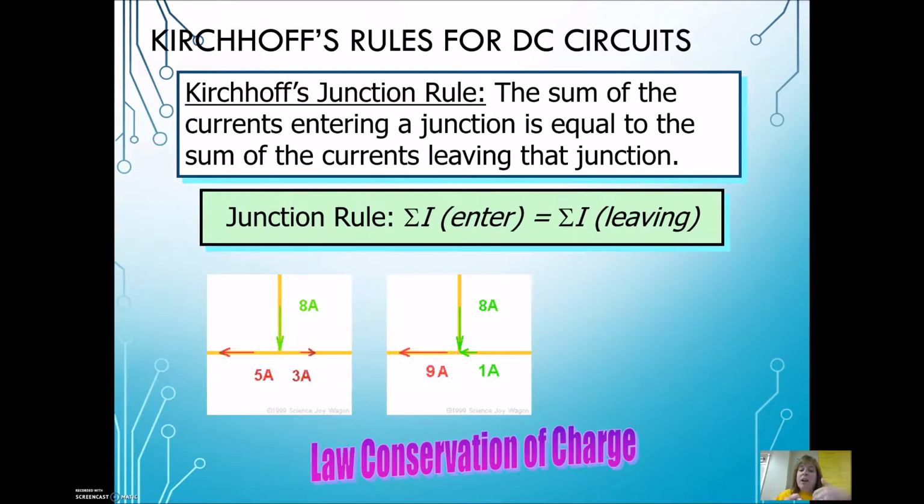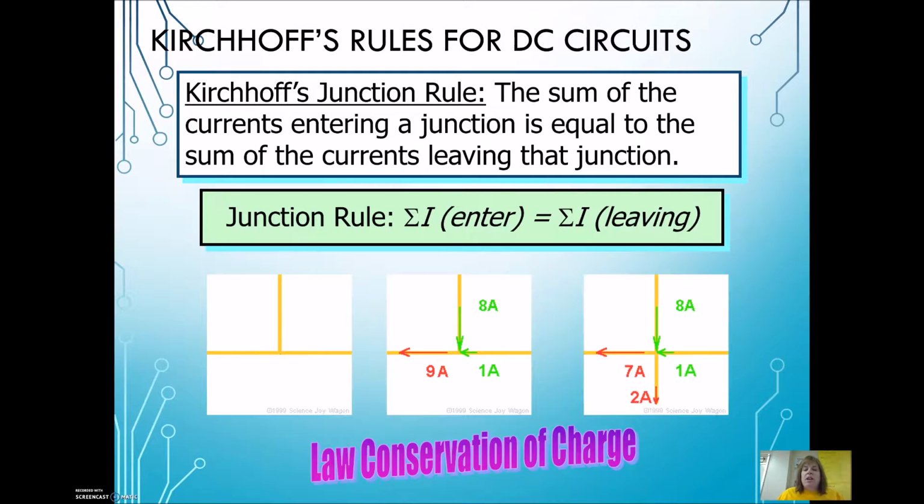If I have current coming in from 2 different wires into a junction, again, what goes in must go out. So if I have 8 coming in plus 1, then I have 9 going out. What dictates how much is in each branch is what elements, what resistors, what magnitudes the resistors are. But what goes into the branch for current must come out. What goes in must go out. That's the law of conservation of charge.